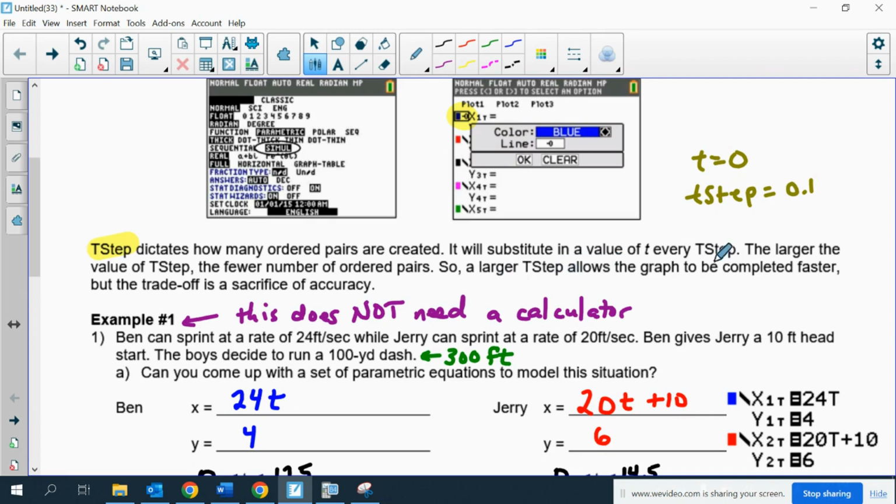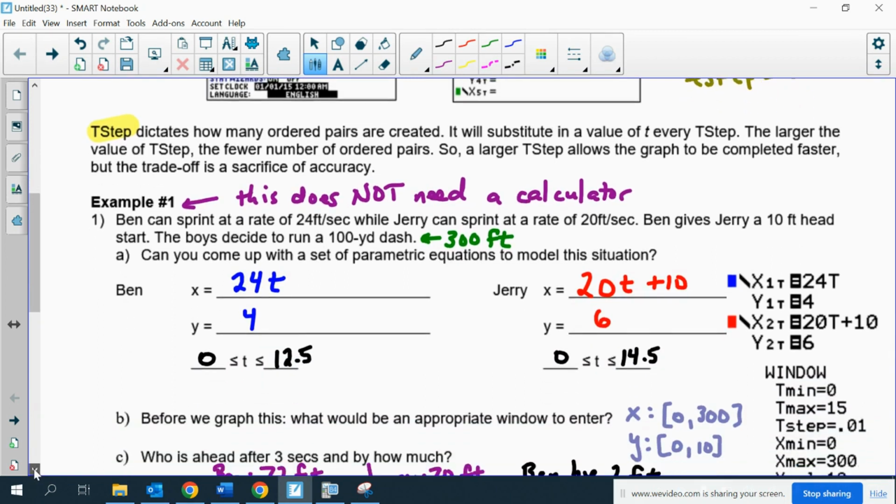A larger t-step allows the graph to be completed faster, but the trade-off is a sacrifice of accuracy. The smaller the t-step, the more points it creates, which means there will be a more accurate graph. On a lot of things that we do on this worksheet, it's not ultra important because they're lines. But once you start getting into curves and parabolas, if you have really large t-steps, you're going to end up with things that don't actually look like curves. They're going to look like a bunch of straight lines connected together if your t-step is too big, and then you don't have a very accurate picture.